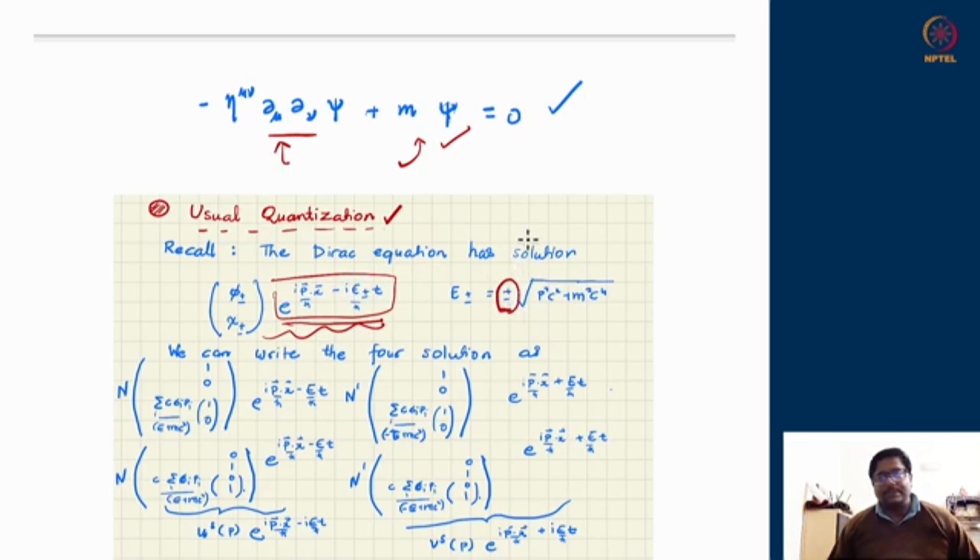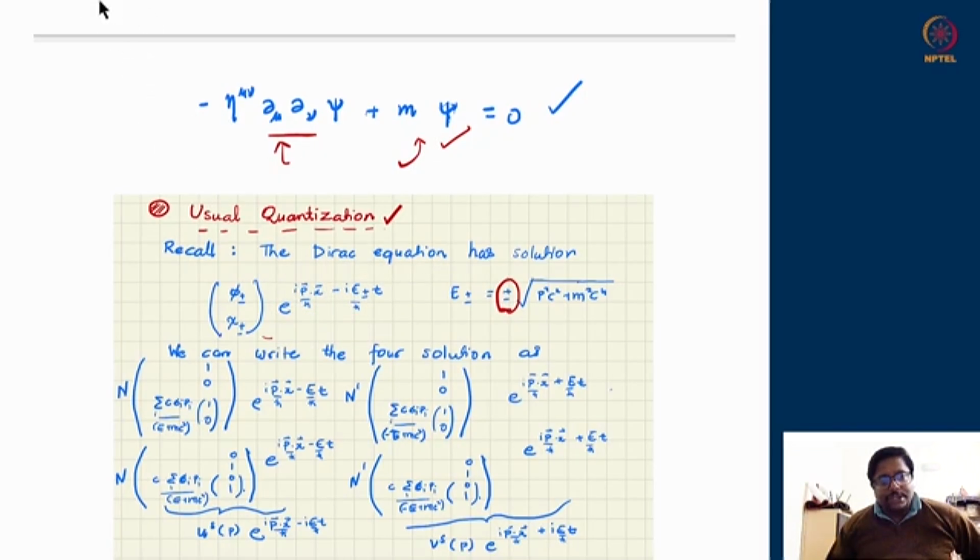This was true even for the scalar field. So this E was not the energy, but let us say frequency. E upon h bar was the frequency, positive frequency and negative frequency, which was appearing even for the scalar field. What the total energy is would be known from the Hamiltonian only in the quantum field theoretic picture.